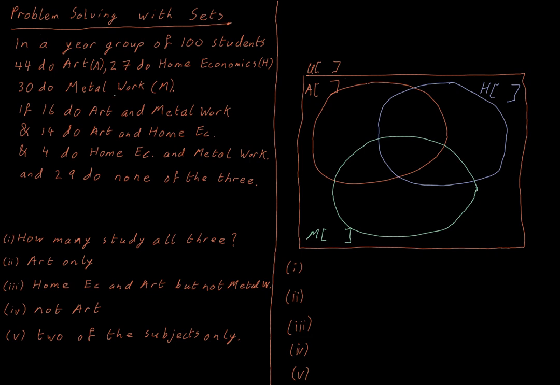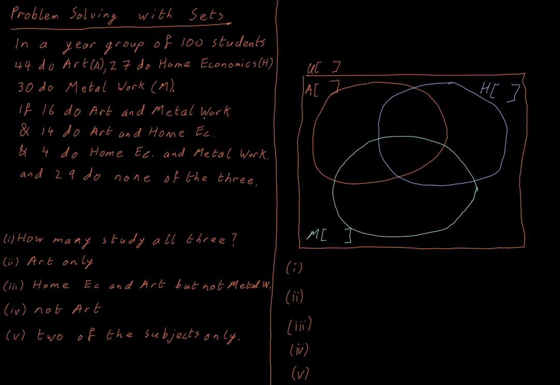The first step in any of these types of questions is going to be the Venn diagram. So by all means, read through them in the exam, but your first job is draw a Venn diagram. They are the absolute core of these questions. In a year group of 100 students, 44 do art, which we'll call A, 27 do home economics, which we'll call H, 30 do metalwork, which we'll call M.